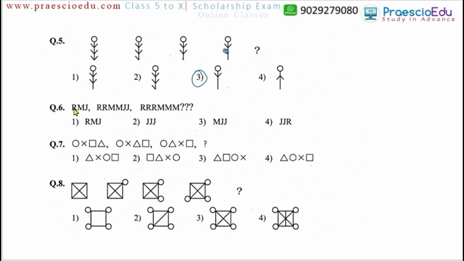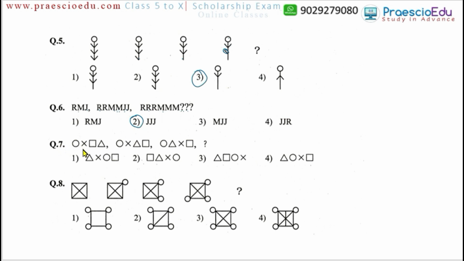Now question number 6, R M J. Okay, one quantity. After this one, R is in two quantity, M is in two quantity, and J in two quantity, means every alphabet is in double quantity. After this one, the R in three quantity, M in three quantity. So the J should be in 3 quantities. So instead of this question mark, 3 times J means option number 2 is perfectly matching with this series.